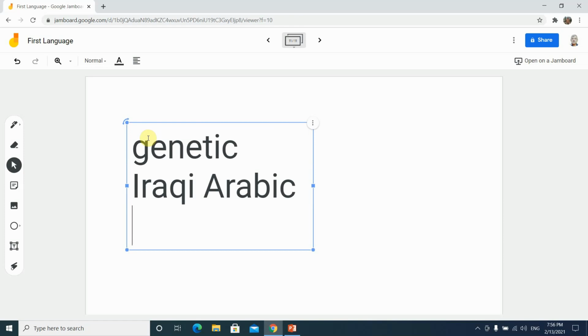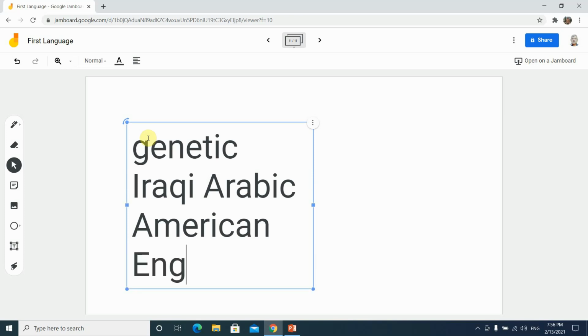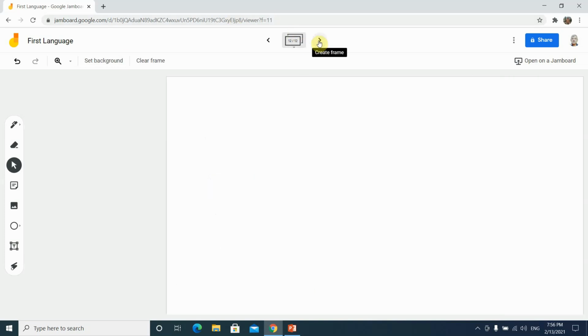Okay. And the French people acquire the French language. English people acquire the English language. American people acquire American English, right? So, when we say it is not genetic, what is meant by this?